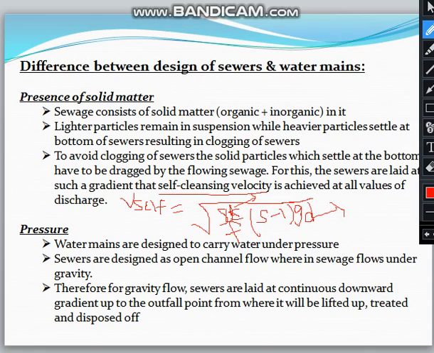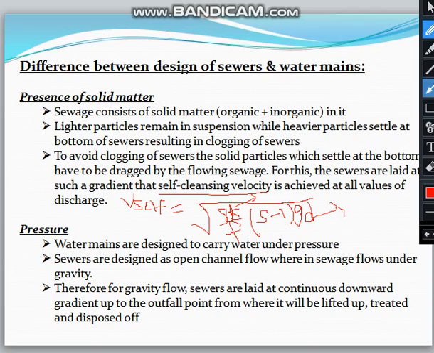Another one is f. f is the friction factor, and s is the specific gravity of sediment, and g stands for acceleration due to gravity, that is 9.81 meters per second squared. Another one is d, the diameter of grain. Generally, the minimum velocity generated in a sewer to avoid silting is equal to the self-cleaning velocity.